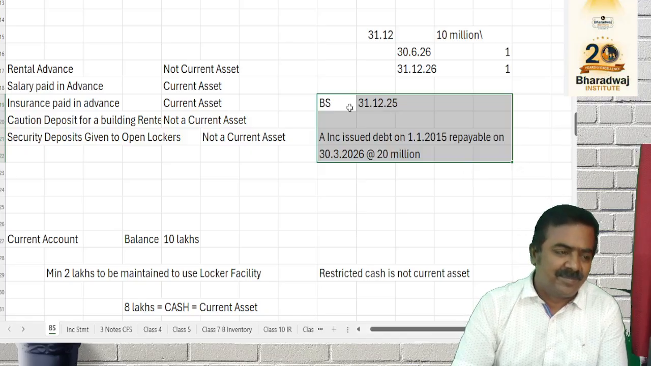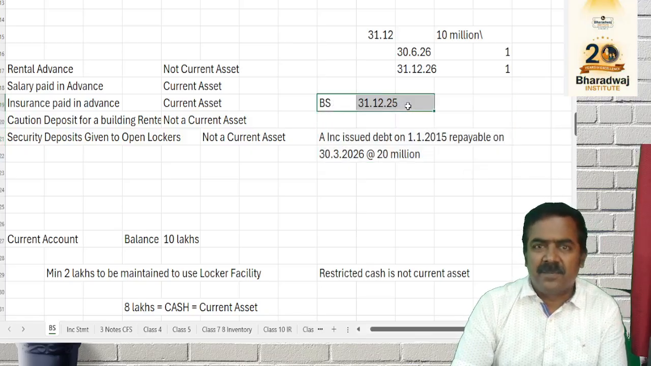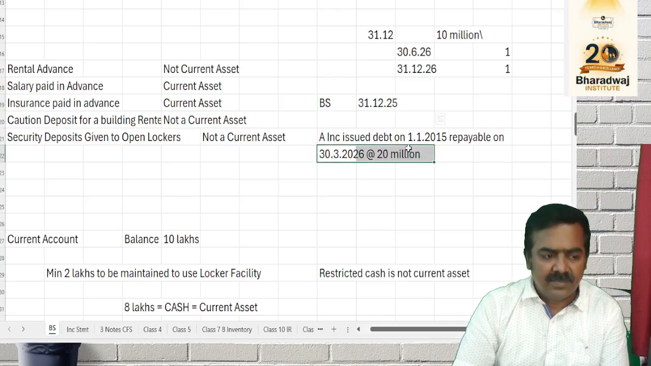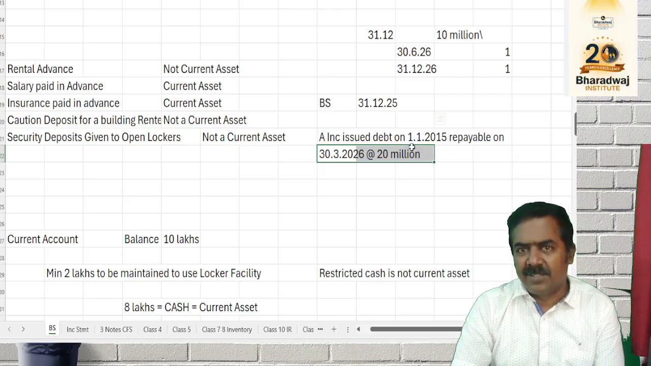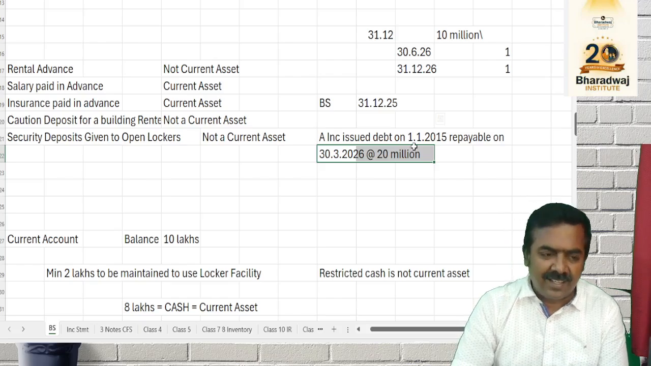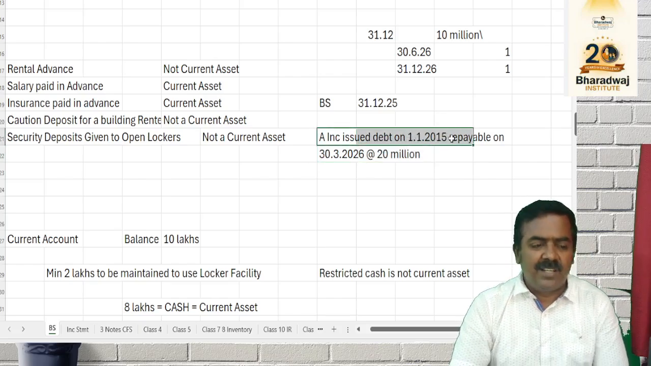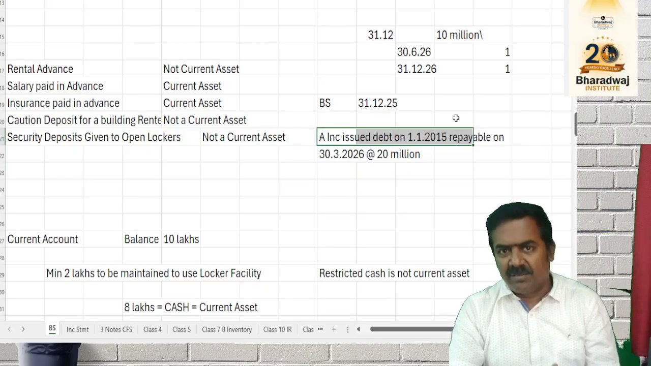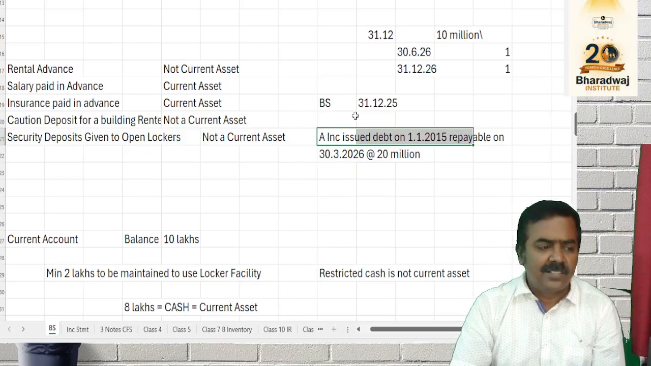Think. When are we preparing the balance sheet? 31st December. When do we have to pay? Within how many months? 3 months. It will be called what? Short-term, current liability. So don't look at when it was issued; look at when it is repayable from the end of the financial year.